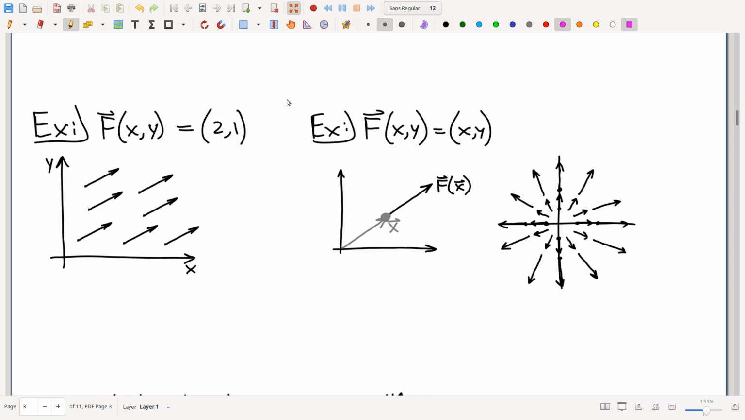Okay. All right. So here we go. First, let's try to understand this vector field right here. Notice that for every input point, for every x comma y, no matter what the input point is, notice that your field vector is always the exact same 2 comma 1. It's always the same vector. So what we have is a bunch of arrows here that are all representing the same vector. This is called a constant vector field.